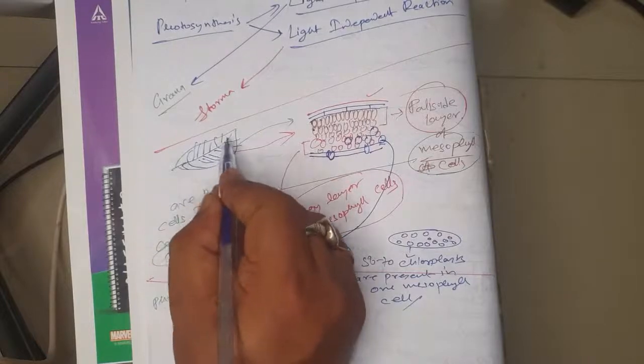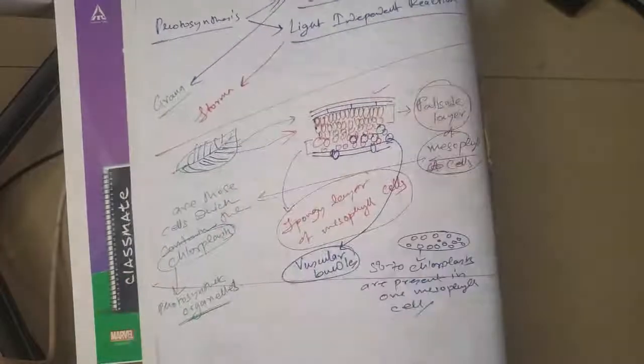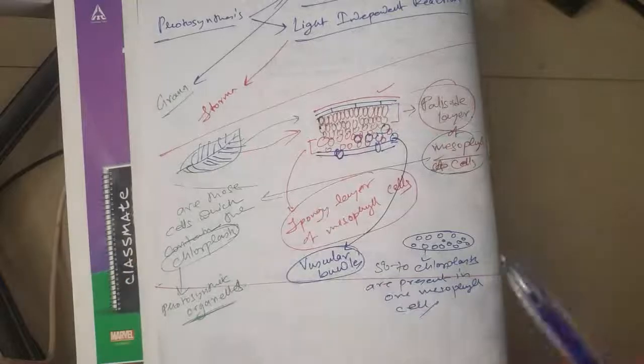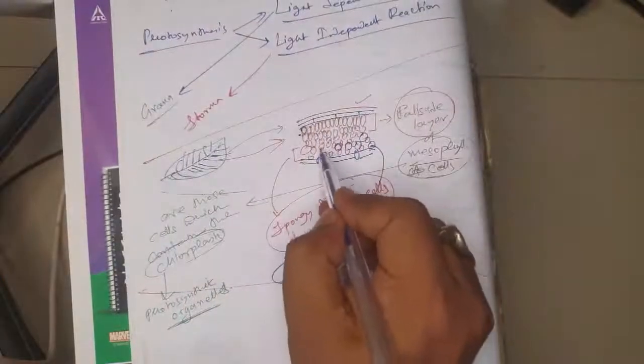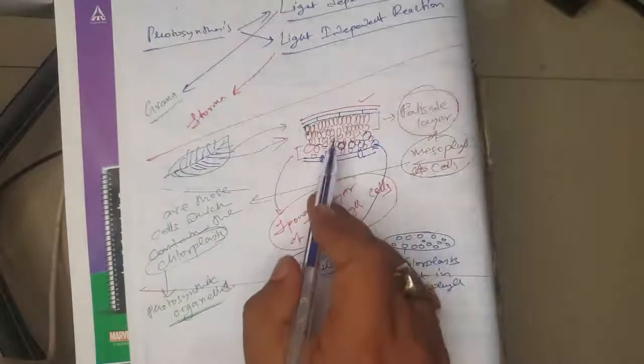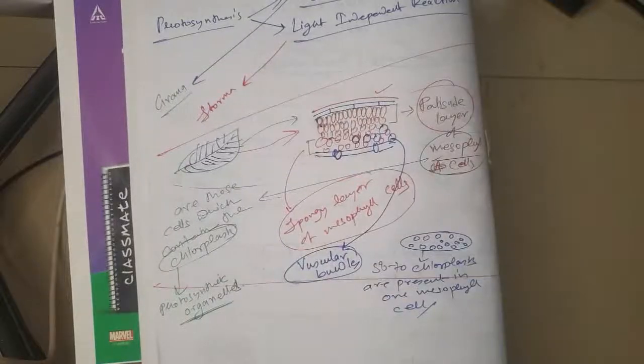Okay, and what will happen is that the vascular bundles are running through the veins, and you will find the vascular bundles also inside the spongy layer. Not in the palisade layer. That you should keep in your mind.